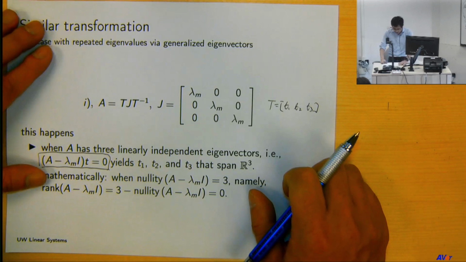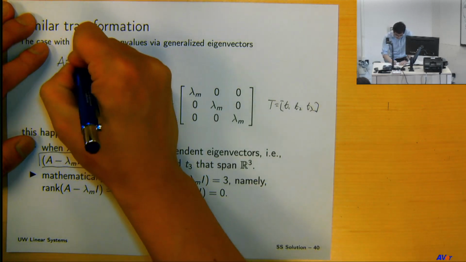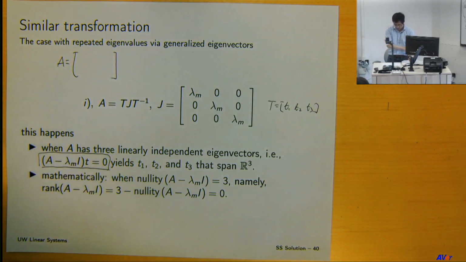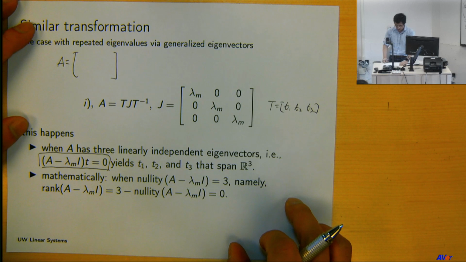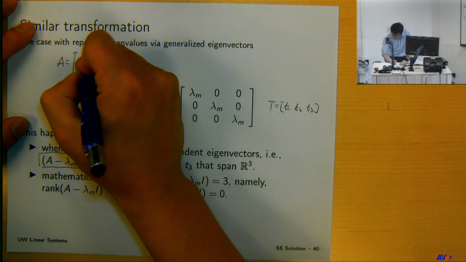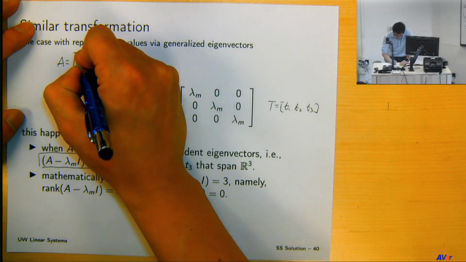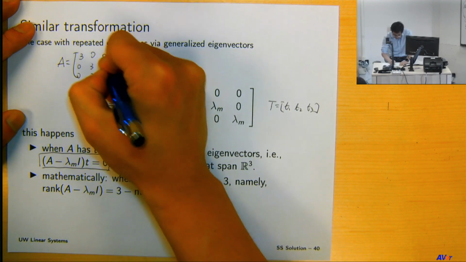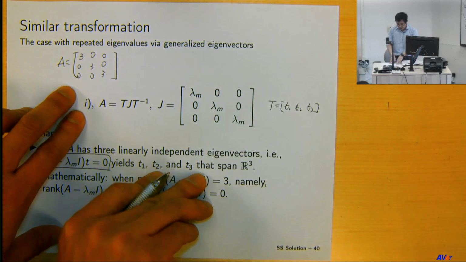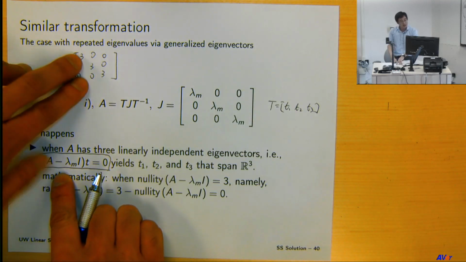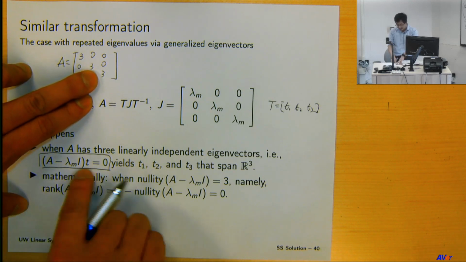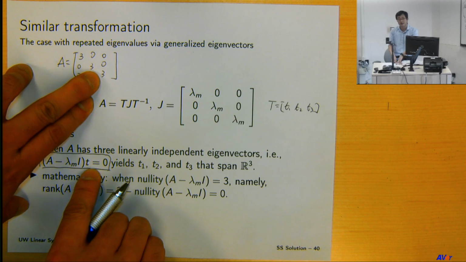Let's do this one. Let's say A is... let's do the simplest case. Let's say A is 3, 3, 3. All right. So I want to illustrate the concept that I can find... So for this one, it has 3 eigenvalues. I want to illustrate the concept that I can compute and get 3 linearly independent eigenvectors.